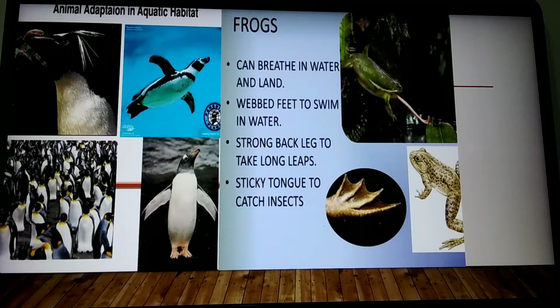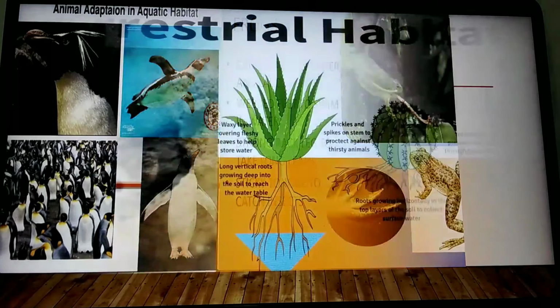Even penguins can swim. It cannot fly, and it can swim with the webbed feet, and it is one of the cold region birds. They move in groups, and it catches fishes for food. At that time it will go into the water and swim and catch the prey.